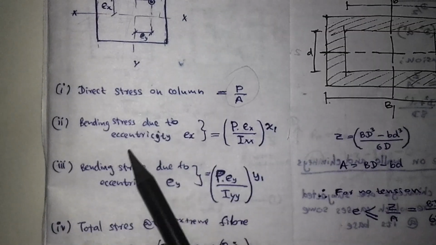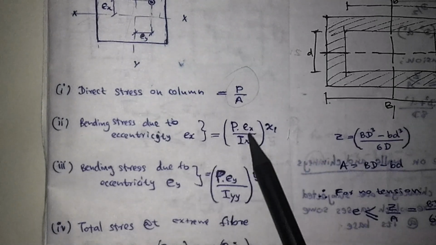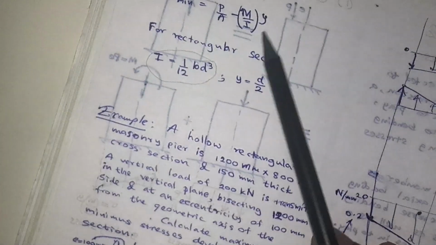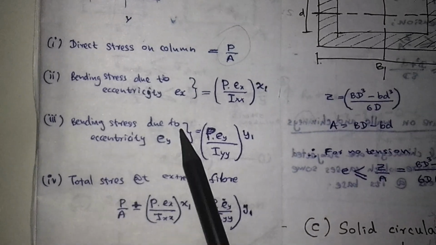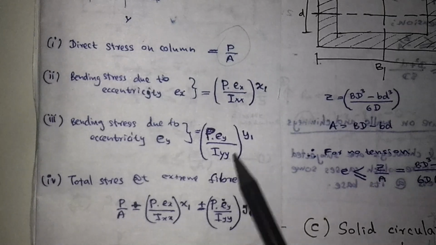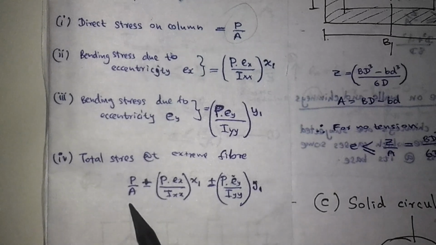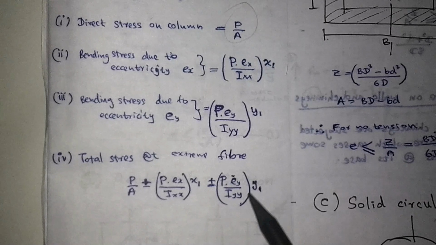Then you have two directions. The bending stress due to eccentricity in x is M over I into Y, which is P e x over I into x1. The bending stress due to eccentricity in the y direction is M over I into Y, which is P e y over I into y1. So the total stress is P over A, the direct stress, plus or minus the bending stress due to eccentricity in y, plus or minus the bending stress due to eccentricity in x, the summation.